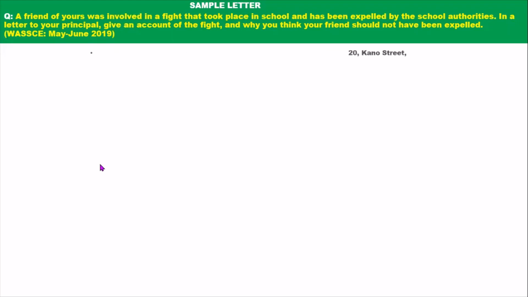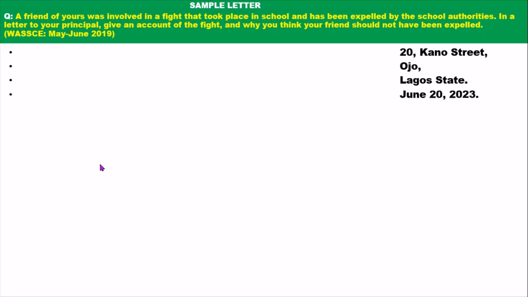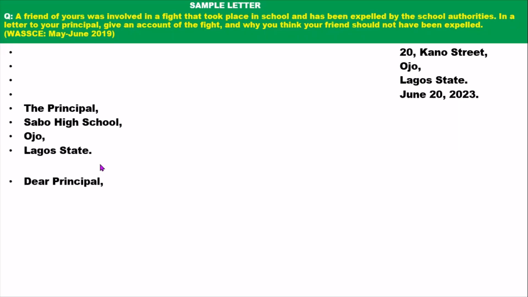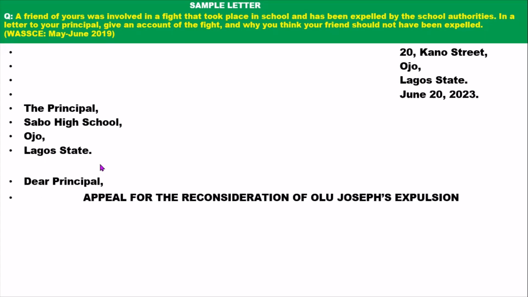This is important. So you begin with your own address as the writer, for example, 20 Kano Street, Ojo, Lagos State, then followed by the date, June 20, 2023, then the receiver's official designation and address, the Principal, Sabo High School, Ojo, Lagos State. Then the next will be the salutation, "Dear Principal" or "Dear Sir."